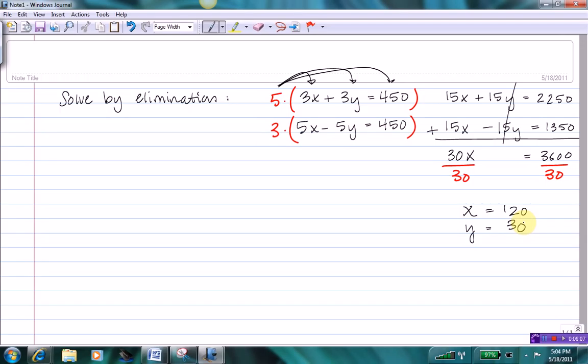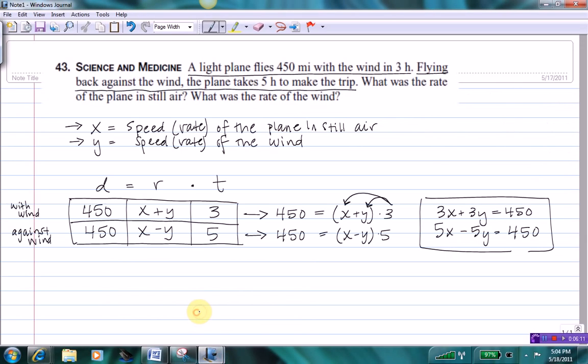Now let's go back to the original problem and make sense of these numbers. So we got a result of x equals 120, and x was representing the speed of the plane in still air. So that actually is going to mean that the speed of the plane in still air is 120 miles per hour. And then we got a result of y equals 30, where y is the speed of the wind. So the speed of the wind then is 30 miles per hour.